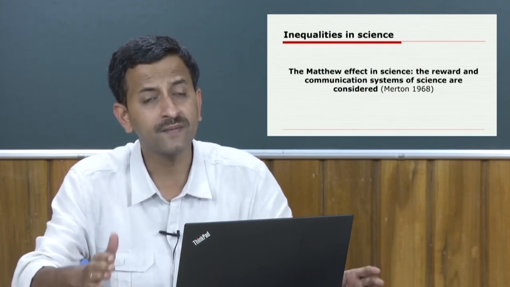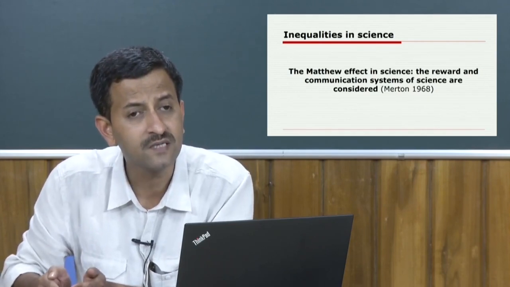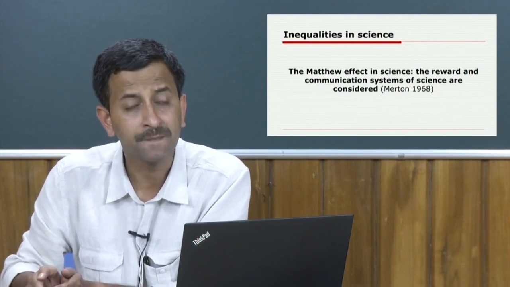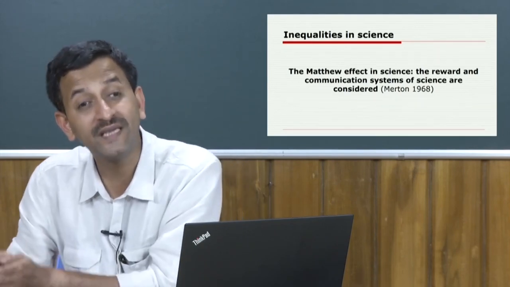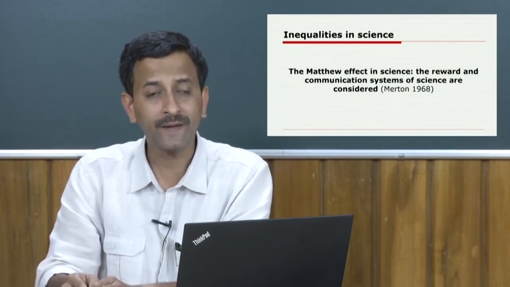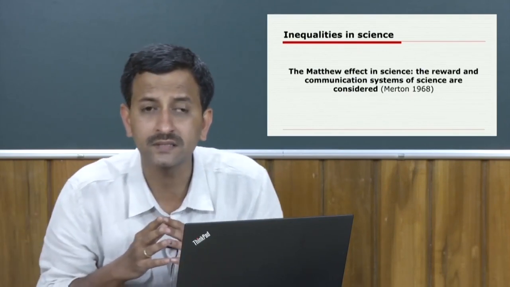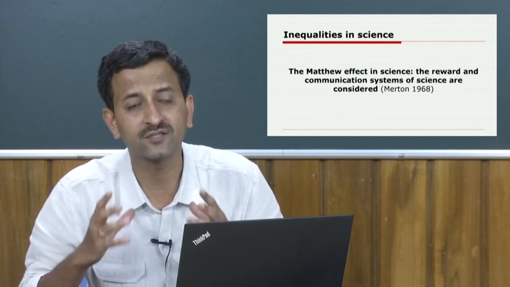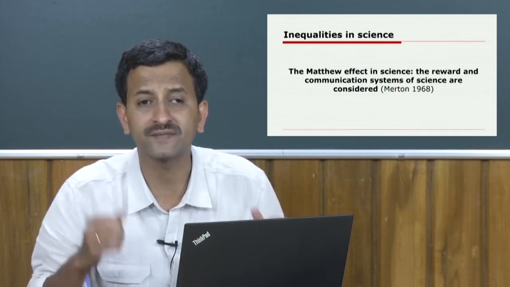From the ontological questions, we moved on to the normative structure of science. From the normative structure of science, we came to methods of science. And from methods of science, we will come to inequalities in science. Then in methods of science, what have we discussed? We started with the famous Aristotelian question, what is the method of science?